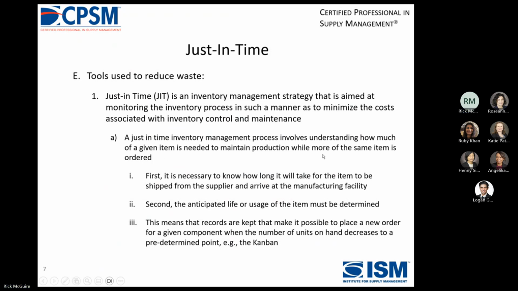Involves understanding how much of a given item is needed to maintain production. Know how long it'll take for the item to be shipped from the supplier. So you got to know what the lead time is. Anticipate the life or usage of the item. How many items are you using a day? And the means that records are kept make it possible to place a new order. So usually you do this with Kanbans or order flags. You use up one Kanban and you size the Kanban so that the second Kanban will last long enough to get new parts.